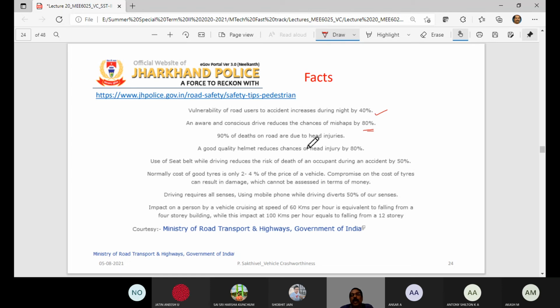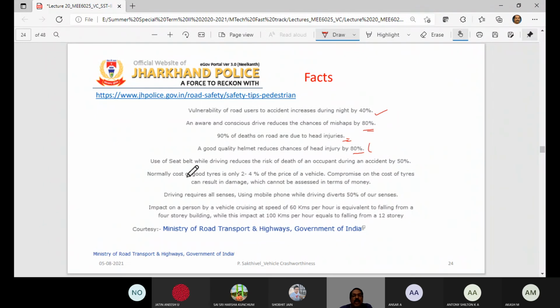90% of deaths on road are due to head injuries. So head injuries are to be prevented. That's why it is important that your head restraint system is very important. Head injuries happen because your passive restraint system, belts, are not worn, and in an accident the person would get a hit. So head injury is what happens most of the time, and that is a reason for fatality. And a good quality helmet reduces chances of head injury by 90% for two-wheelers.